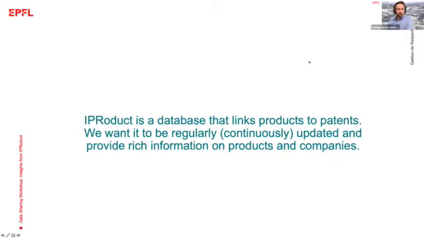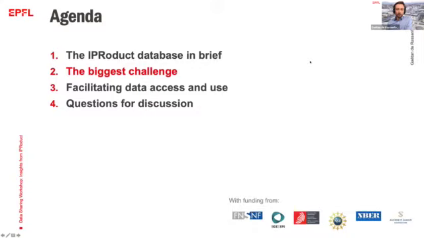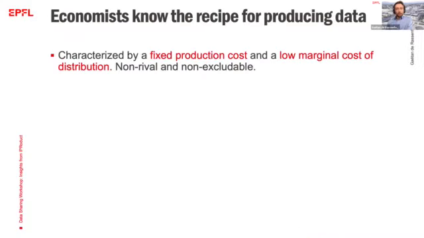Okay, so that was very briefly what the data look like and our objectives. Now let me talk about the biggest challenges that we face and the biggest barrier here. Economists, and many of us in the room are economists, know very well the recipe for producing data or knowledge. It's characterized by sometimes high, but certainly fixed production costs, so you produce it once and for all, and a low marginal cost of distribution or reproduction.